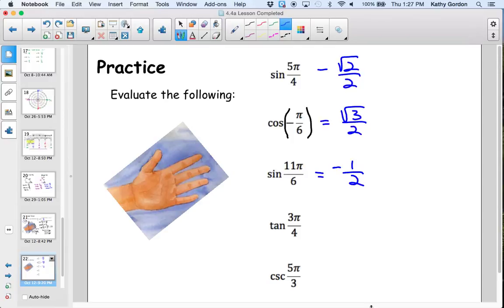Tangent of 3 pi over 4. Reference? Pi over 4. Quadrant? 2. Tangent in the second quadrant is positive or negative? Negative. Tangent of pi over 4 is root 2 over 2 divided by root 2 over 2, right? It's the same. So my tangent's going to be 1. So negative 1.